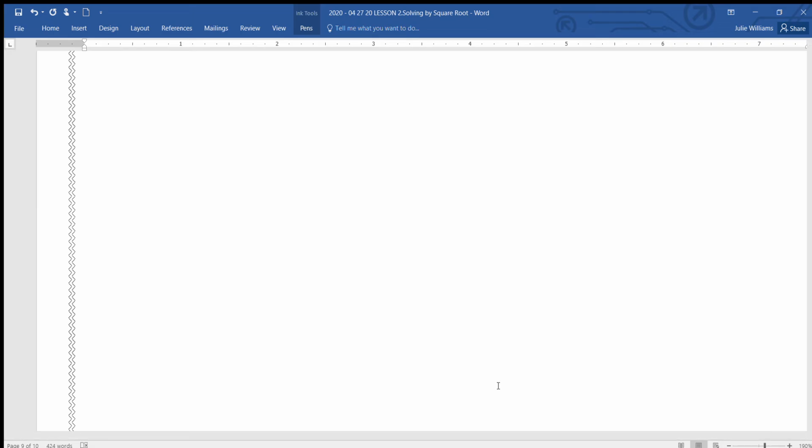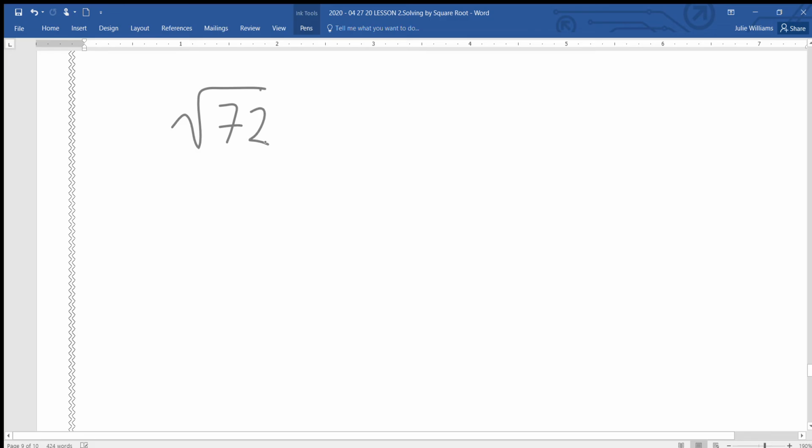Let's see. Okay, what about this one? What about the square root of 72? What do you think? So what you try to do is you try to come up with factors of 72 that are perfect squares. So think of factors of 72. So I think you probably quickly think of 9 times 8. Is either one of those a perfect square? Well, yeah, 9 is.